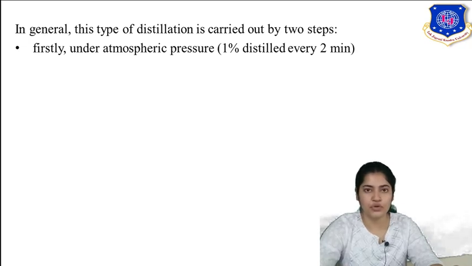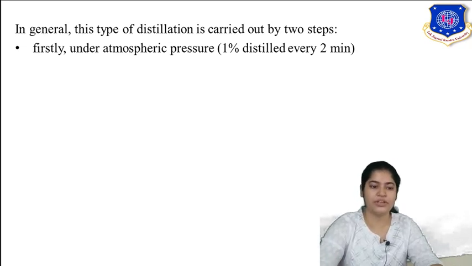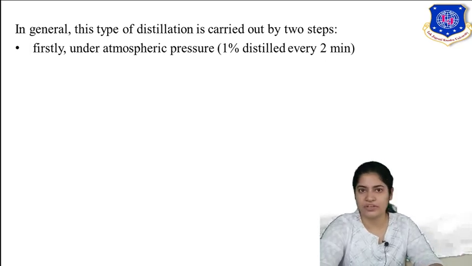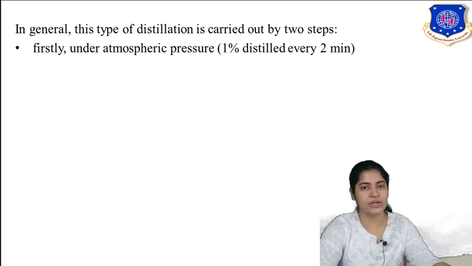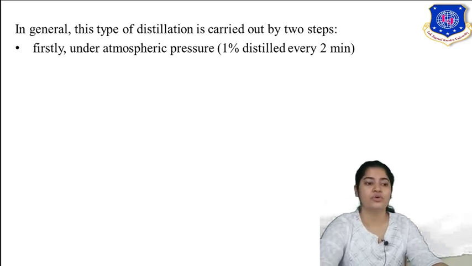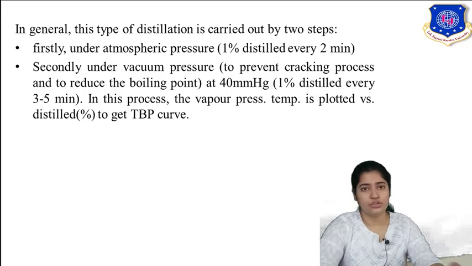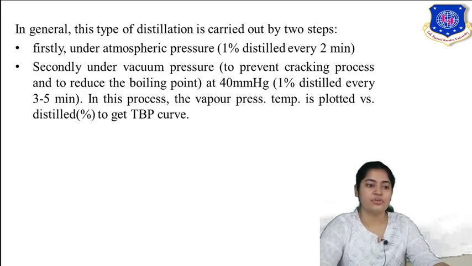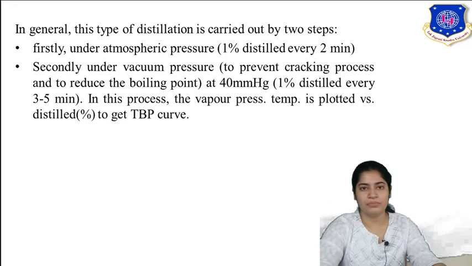At every 2 minutes, you will get 1% distilled. Okay, now that was under atmospheric pressure. Now as your more volatile components get vaporized, the remaining liquid is the heavy fraction. What are heavy fractions? Those which have a very high boiling point or are less volatile. Now to distill them, the second test we are doing is under vacuum.